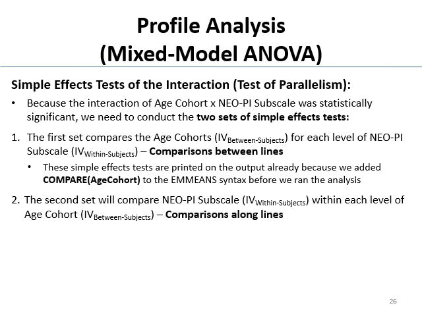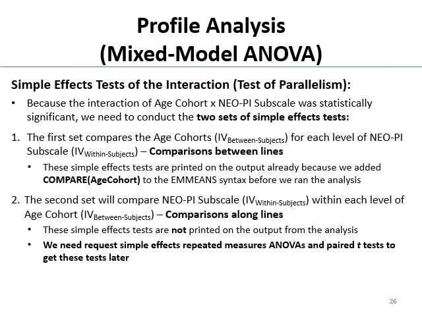You get a test that compares any OAC for young to each other. It's a repeated measures ANOVA. And then you get the same thing for old people, compares their any OAC. So these simple effects tests are unfortunately not printed on the output for the main analysis. We got to do some follow-up stuff. We need to request simple effects, repeated measures ANOVAs, and then, if they're significant, a buttload of paired t-tests to get these tests later.